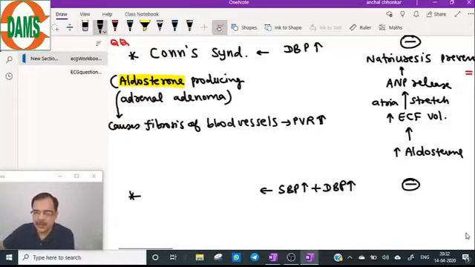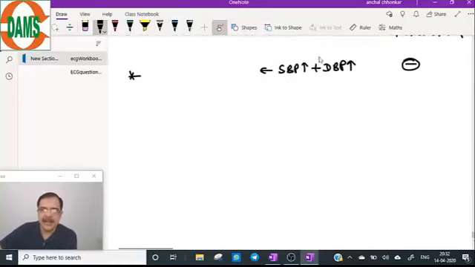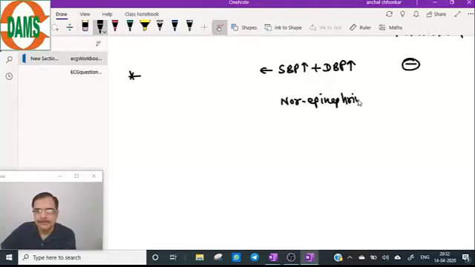Now coming to the condition where both systolic BP and diastolic BP are high, that is due to the effect of norepinephrine. That means pheochromocytoma.